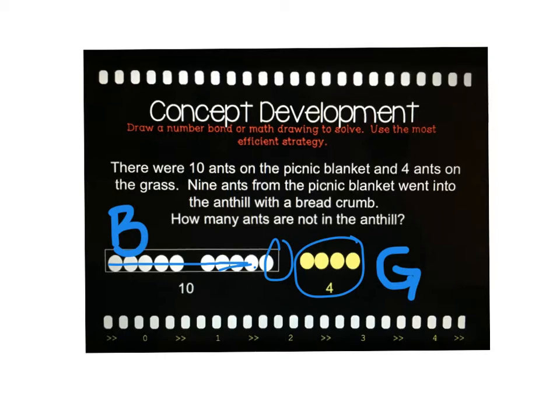But now I have to make that into a sentence. I started with 10 and 4. I started with 14 ants. 9 of them left to go into their anthill, and 5 ants are left.